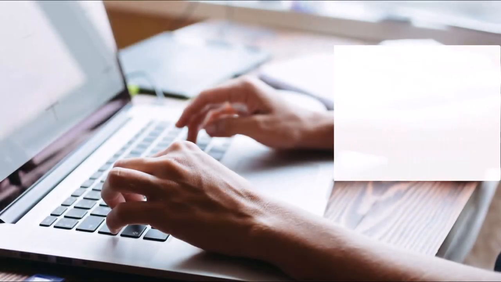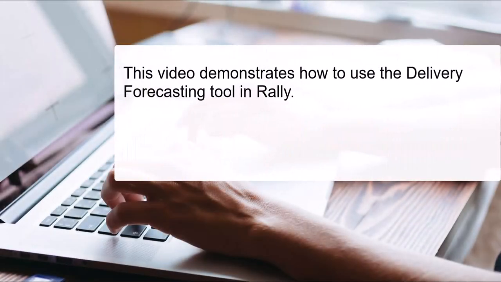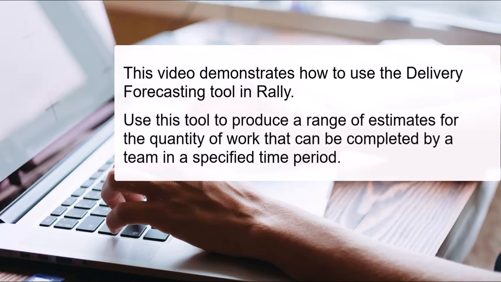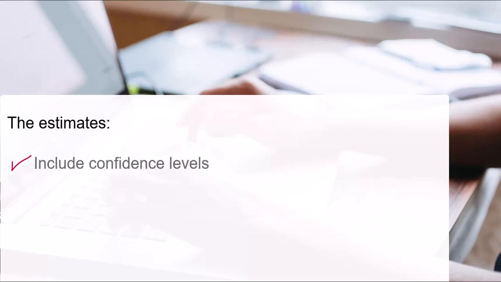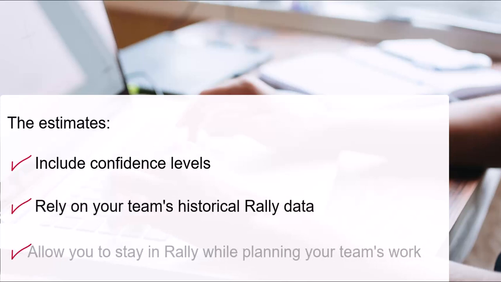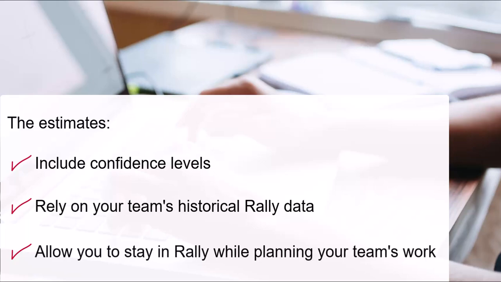This video demonstrates how to use the delivery forecasting tool in Rally. You can use this tool to produce a range of estimates for the quantity of work that can be completed by a team in a specified time period. The estimates also include confidence levels, which gives an indication of how likely each estimate is to occur. This tool relies on your team's historical Rally data and allows you to stay in Rally while planning your team's work.